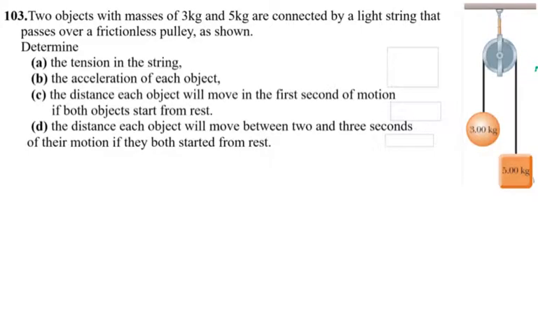Here's one more question that we're going to look at in this video. Two objects with a mass of 3 kg and 5 kg are connected by a light string that passes over a frictionless pulley as shown. Determine the tension in the string, acceleration of each object, the distance each object will move in the first second of motion if both started from rest, and the distance each object will move between the 2 and 3 seconds of their motion if they both started from rest.